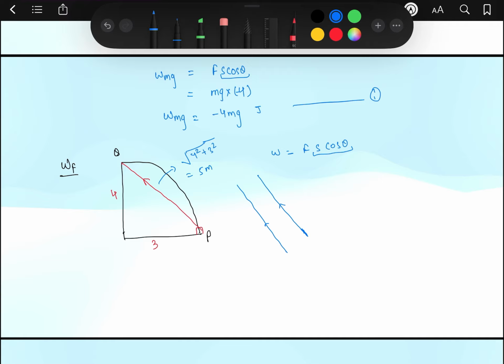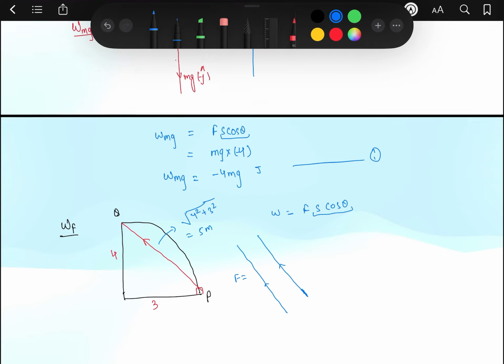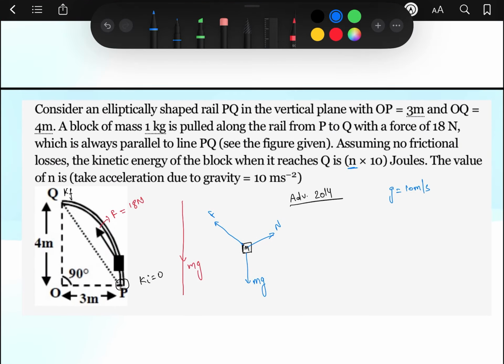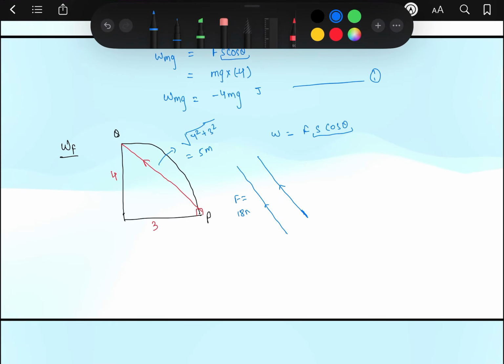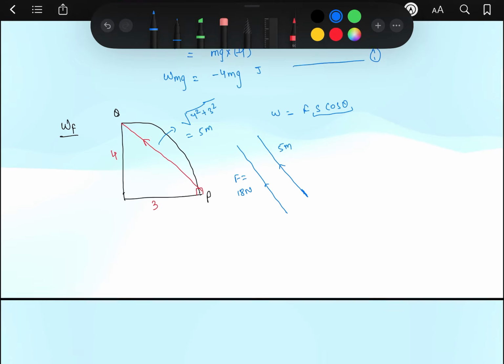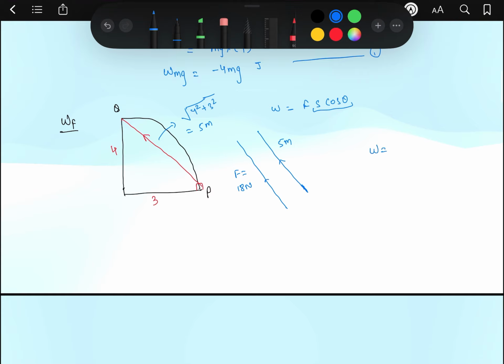Okay, so here what is the value of force given in the question? That is 18 Newton. So here force is given as 18 Newton and displacement along the line of force is 5 meter we are getting. So work done by this force will be equal to 18 multiply 5, that is equal to what? 90 joules. So work done by this force is equal to 90 joules we are getting. So this is our equation number 2.